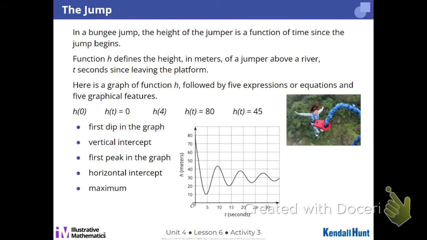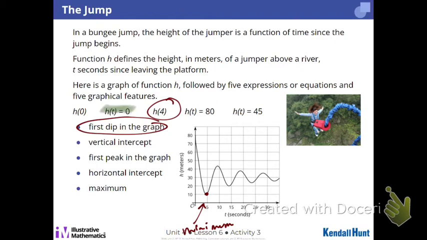So we got h of 4, which means 4 seconds after is right here. That's the lowest point. It makes sense, right? You're sending it all the way down. This is going to be the first dip. We can also call this, if we wanted to, the minimum. It's the lowest it goes. Now let's talk about this one.